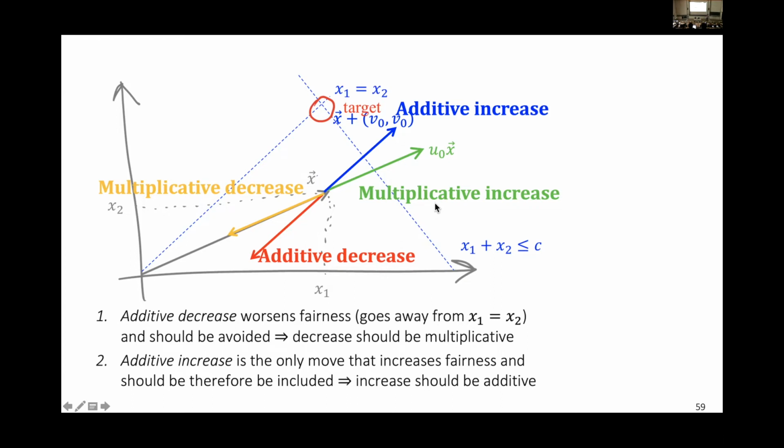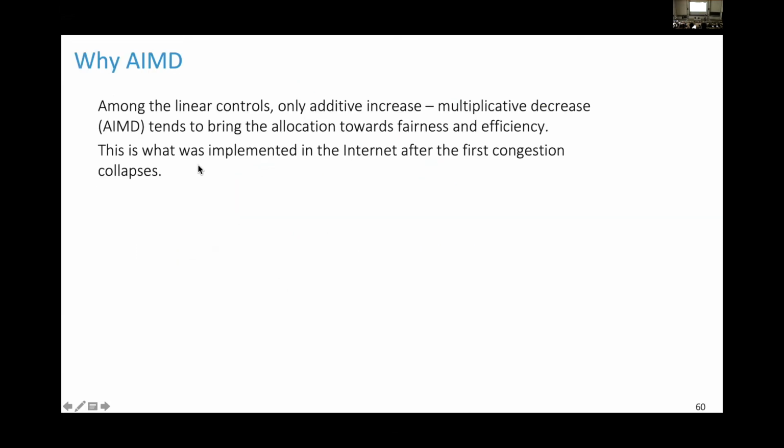What about the increase? If you take the multiplicative increase, it's like the multiplicative decrease. It doesn't make it more fair, it actually keeps the same angular distance from the fairness. Additive increase is the only hope to reach the target. So the increase must be additive. And that is exactly what was done in the internet when the first congestion collapse happened. It is called AIMD, additive increase, multiplicative decrease. It tends to bring the allocation towards fairness and also being maximally efficient.